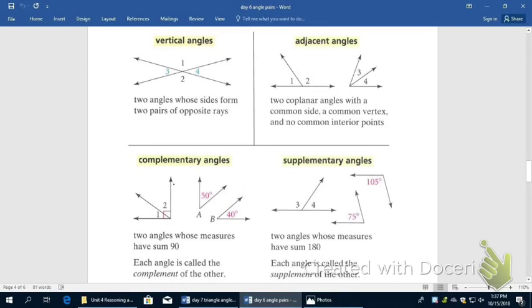Alright, this lesson is all about angle pairs. First of all, what are vertical angles? Vertical angles are formed when two lines intersect one another, and you'll have two pairs. Here the vertical angles would be angles 1 and 2. And the vertical angles would also be angles 3 and 4 would be your two pairs.